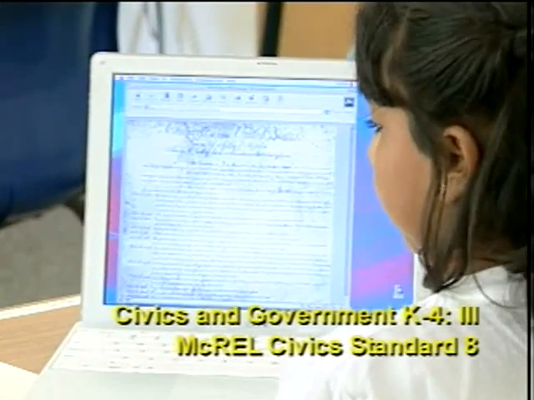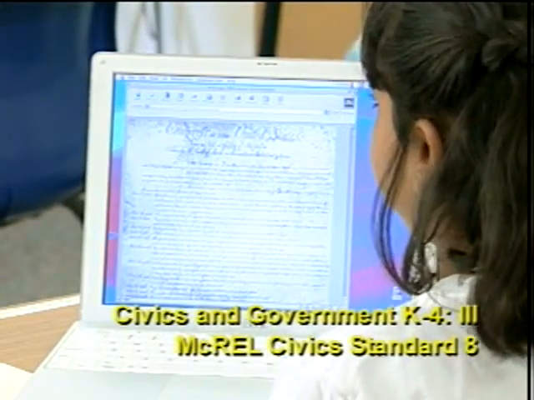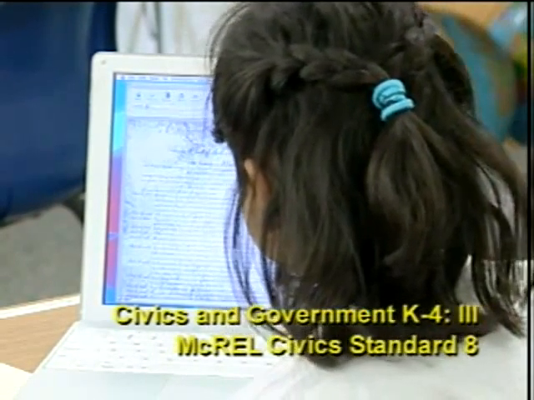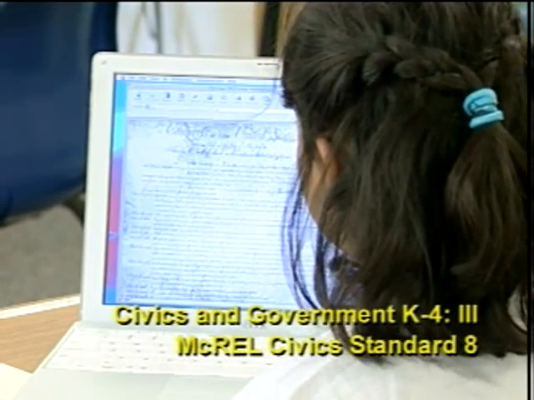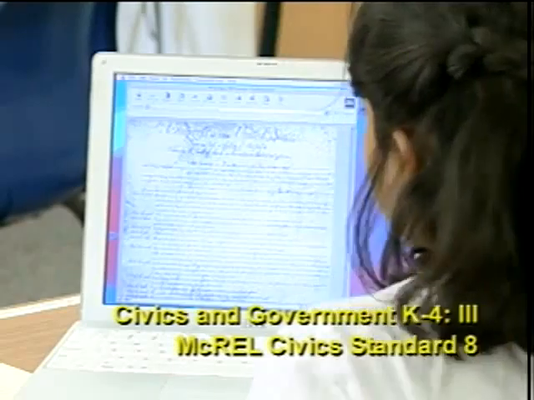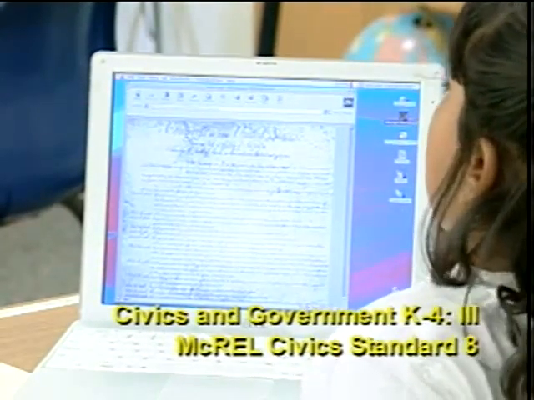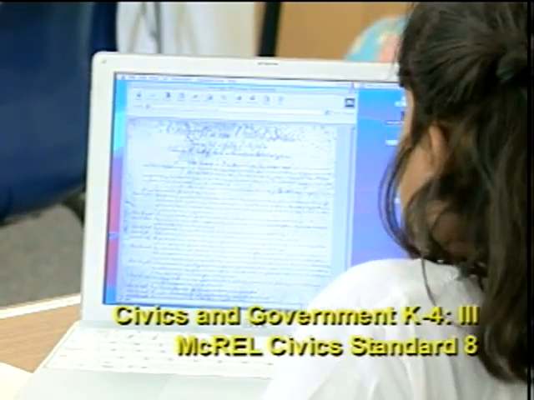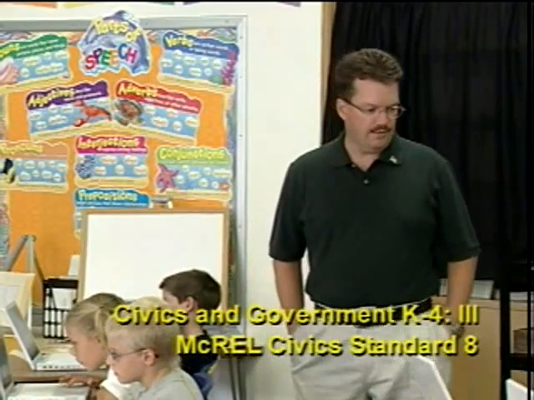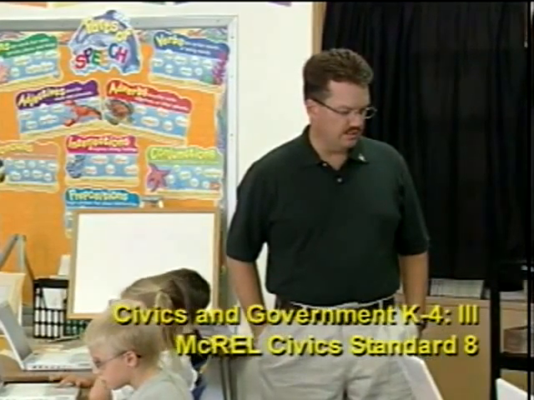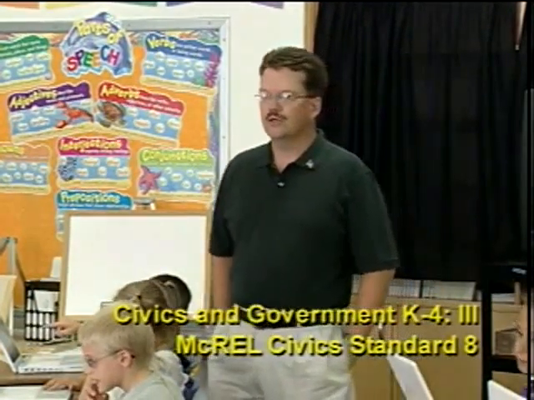The students view a picture of the Bill of Rights online. They discuss the history and the importance of the Bill of Rights. The teacher incorporates Civics and Government Standard 3 for grades K through 4 and the McREL Civics Standard 8, which requires students to understand the central ideas of American constitutional government and how this form of government has shaped the character of American society. Can anybody tell us what the United States Bill of Rights is?